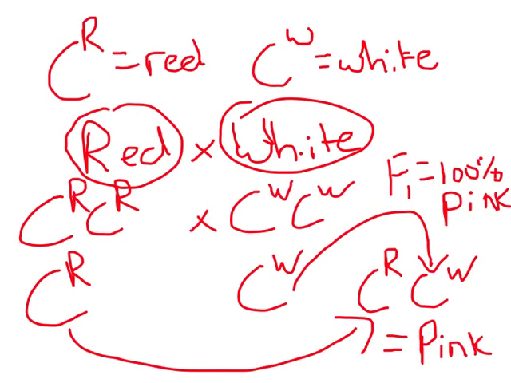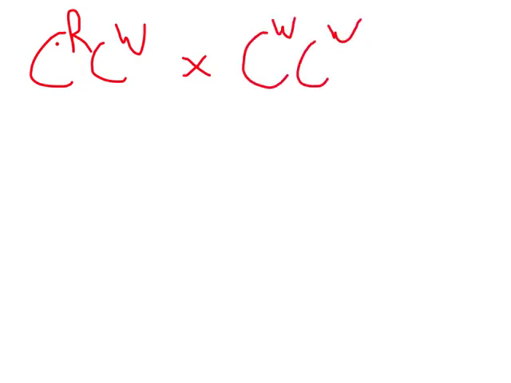Okay, so let's try one more cross just to show you how this would work. Let's try a cross between a pink flower and a white flower and see what we'd get. If we crossed a pink flower, which is CRCW, with a white plant, which is CWCW, what would be the expected phenotypic and genotypic offspring? The pink parent can produce 2 gametes, CR and CW, because remember, those are going to separate during meiosis. The white parent, on the other hand, can only produce CW, because that's all it had to begin with.